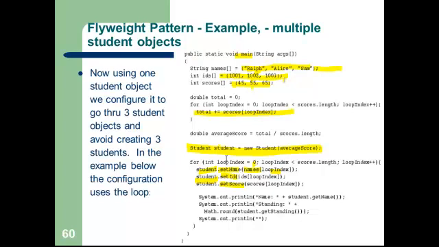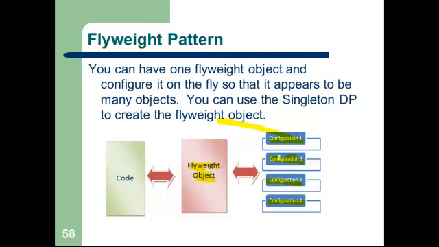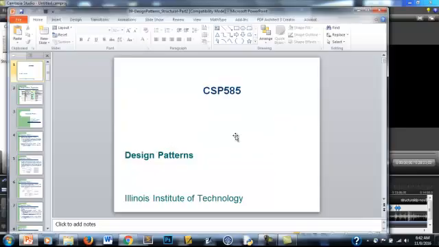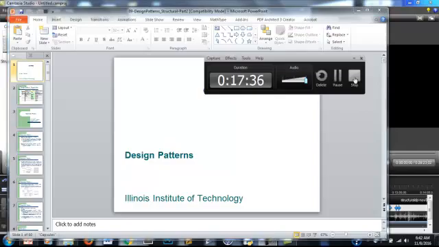Imagine this has 100,000 records. We will only be using one and only one student object. What we've done is change the configuration of the object to look different. They're logically different objects, but we are only loading one object in memory at any point in time. And that is the beauty and the benefit of the flyweight design pattern. Next week, I will cover behavior patterns. Thank you. Come again.